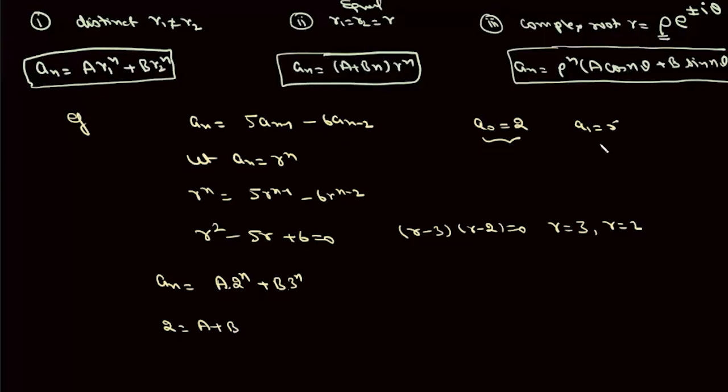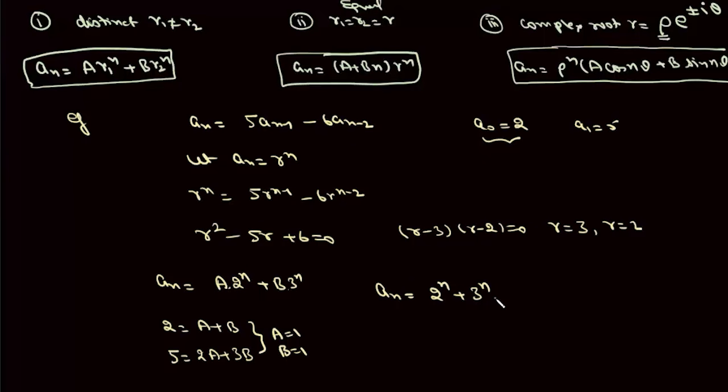And when n is 1, this is 5, so it'll be 5, and this is 2a plus 3b. And clearly this is when a is 1 and b is 1. So the nth term of the sequence is expressed as 2 to the power n plus 3 to the power n. So in this, we have used the characteristic equation to solve this recurrence.